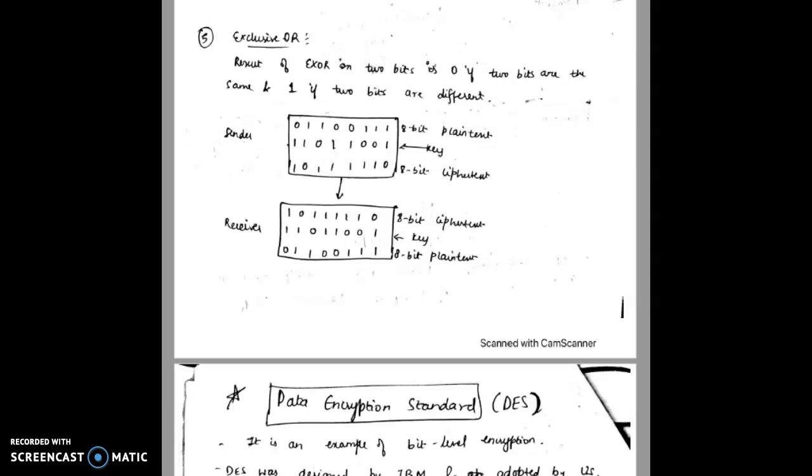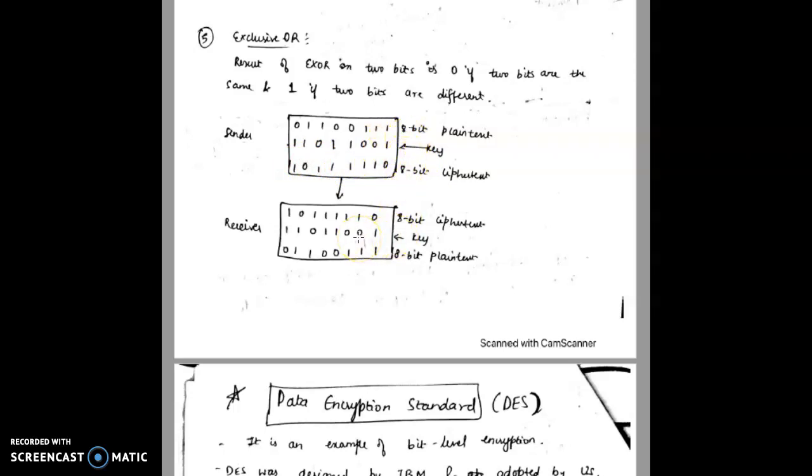The same is done here at the sender side. This is your plain text, and this is a key which is shared at both the sender and the receiver. You do the XOR of the key with the plain text. 1, 1, the XOR is 0. 1, 0, the XOR is 1. 1, 0, the XOR is 1. And so on. This will be an 8-bit ciphertext obtained by XOR of the plain text and the key.